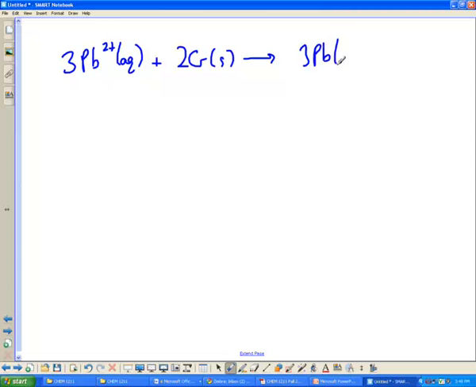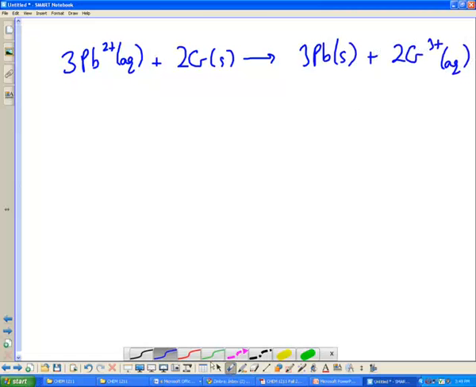What if I was to say, what is the standard cell potential for the following redox reaction? 3Pb2 plus plus 2 solid chromium goes to 3Pb solid and 2 Cr3 plus. Well, we have no idea about this unless we can find some way of figuring out what the reduction potentials are.